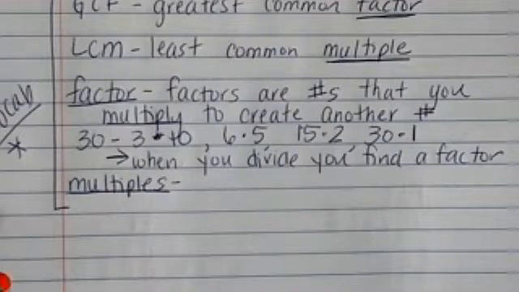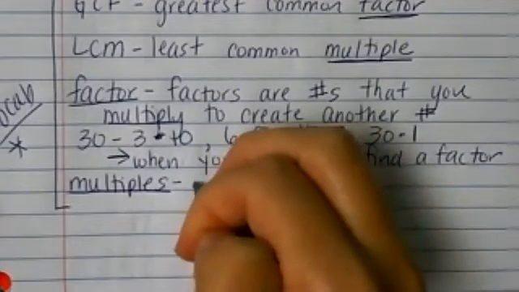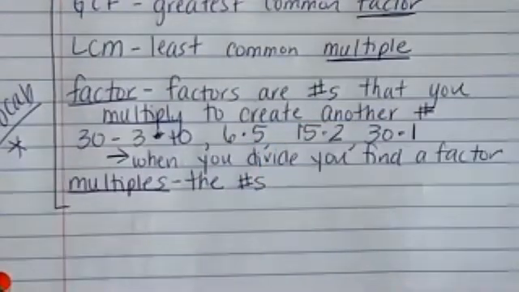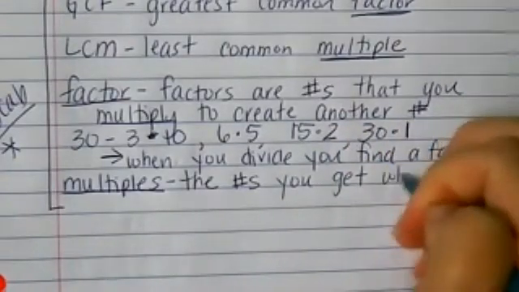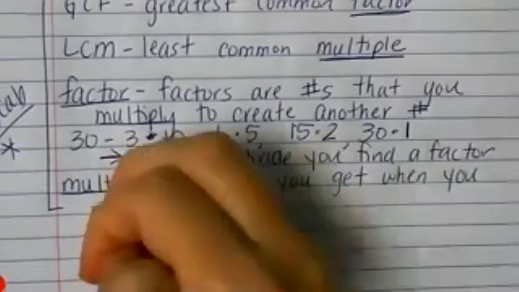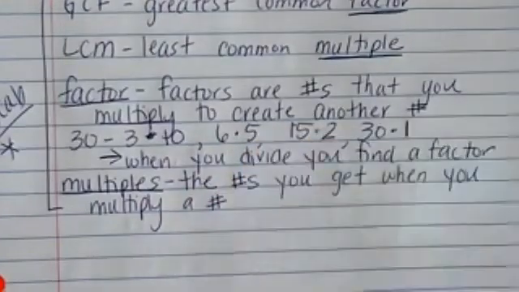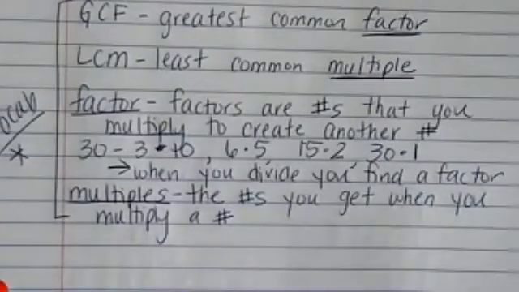Multiples are, it's hard to define, but you can tell by the name that they're related to multiplication, right? So multiples are the numbers you get when you multiply a number. And here's the crazy thing. You have been learning about multiples since kindergarten. You probably don't realize that.